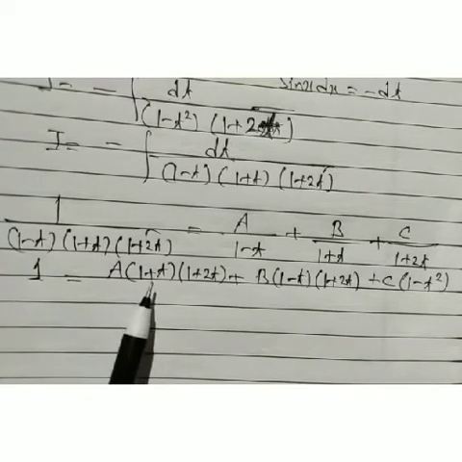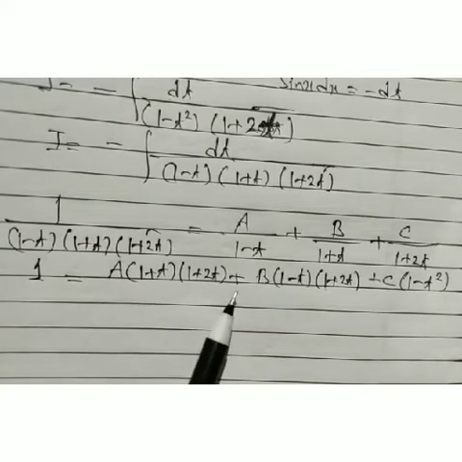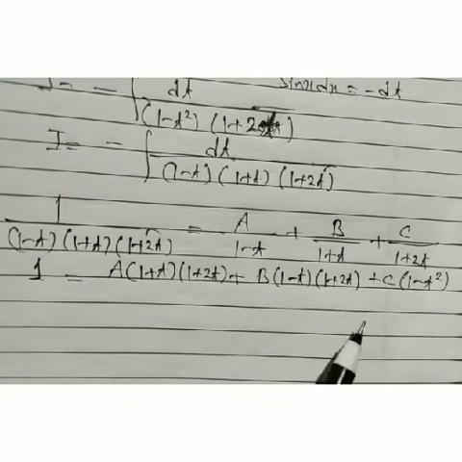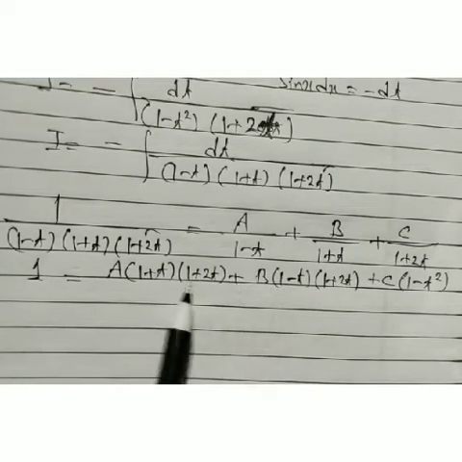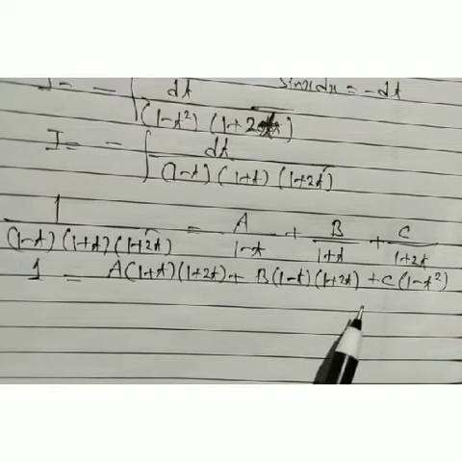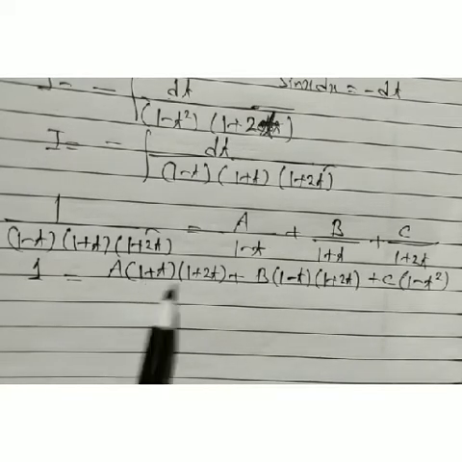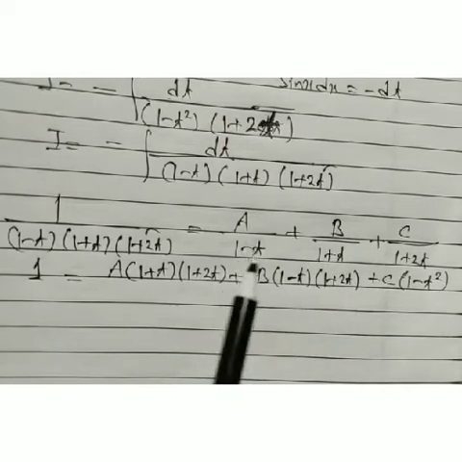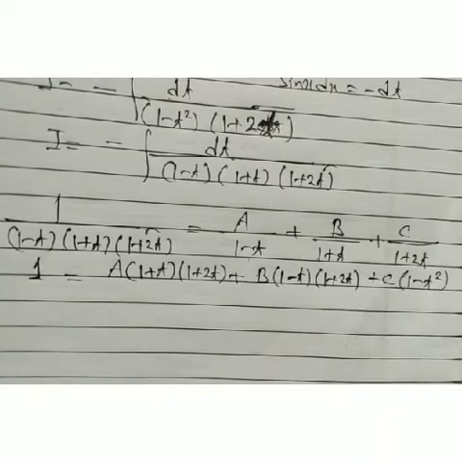We are going to put t equal to 1, t equal to minus 1 and t equal to minus 1 by 2, and then we get the values of a and b. After putting the values of a, b into the equation and comparing, we get the value of c. Since we have three factors, 1 minus t, 1 plus t and 1 plus 2t, we put in t equal to 1, t equal to minus 1 and t equal to minus 1 by 2.